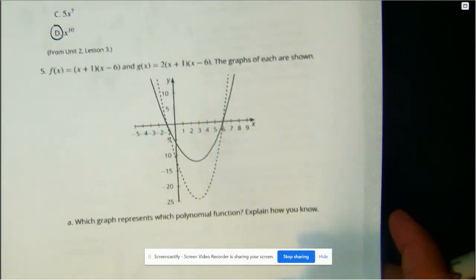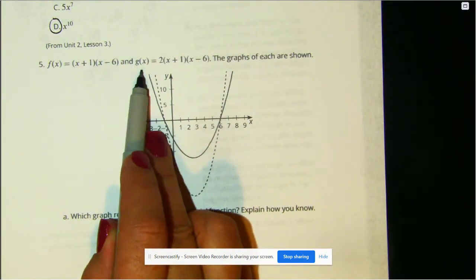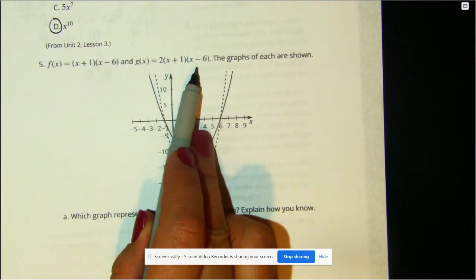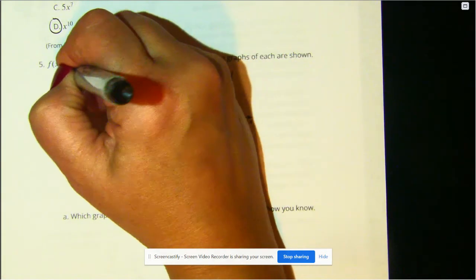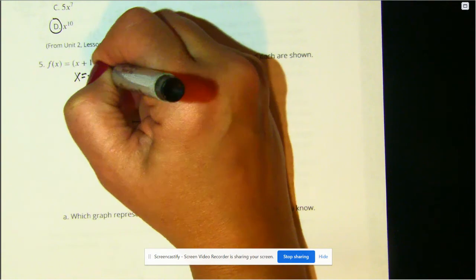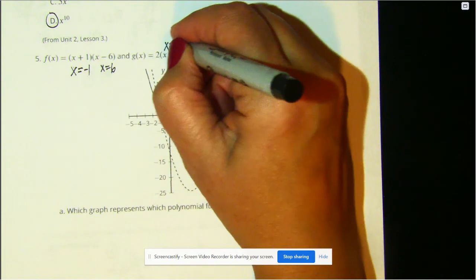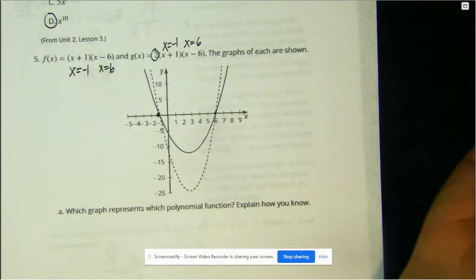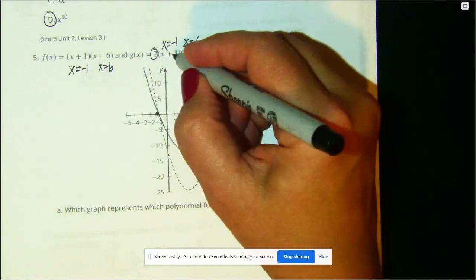Number 5. Here are two polynomials. F of x is x plus 1 times x minus 6. And g of x is 2 times x plus 1 times x minus 6. Which graph represents which? Well, notice they have the same intercepts. This touches at -1 and 6. So does this one, -1 and 6. That 2 doesn't determine any of the intercepts. But what that 2 is saying is the graph is going to be twice as far away from the x-axis. So if you think that through logically, that means the dashed one has to be g.